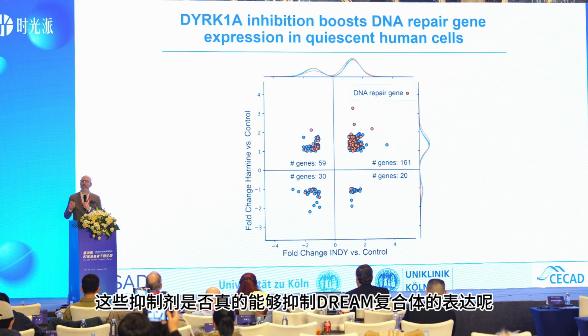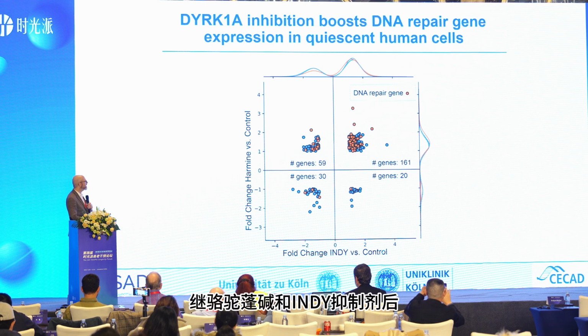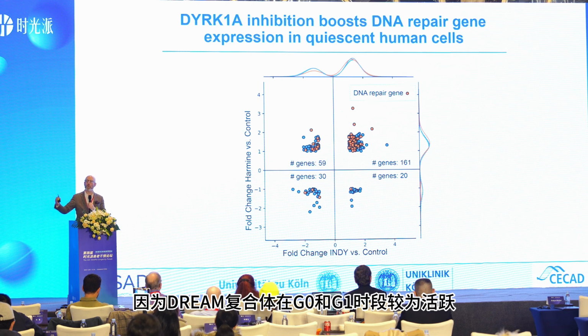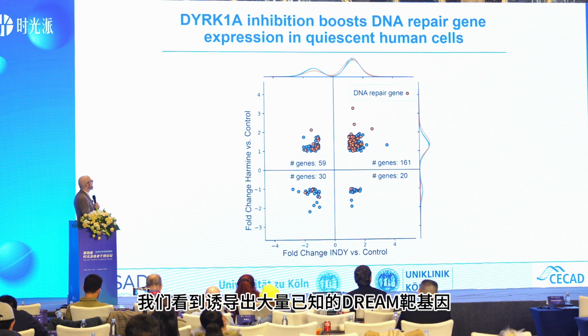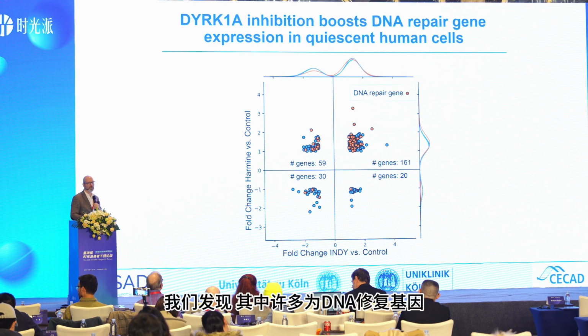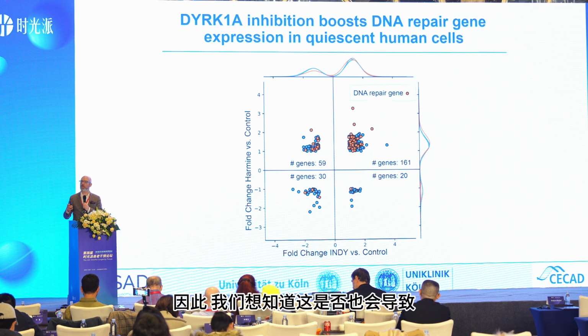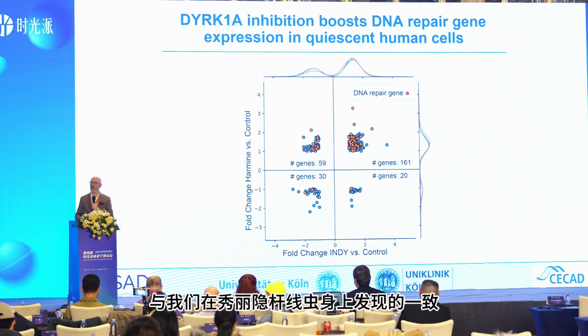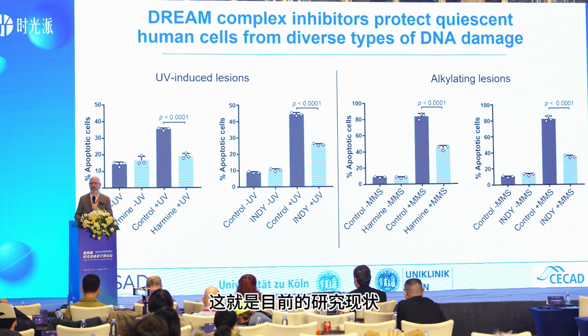Now, does this work? Does usage of these inhibitors really inhibit the DREAM complex? We did RNA-seq after harmine and INDY. We used quiescent human cells because G1 and G0 is the time when DREAM is active. And we see the induction of a large number of known DREAM target genes, and many of them we find are DNA repair genes. So then we ask, does this also lead to resistance to DNA damage and to distinct damage types, as we discovered in C. elegans? And this is exactly what happens.